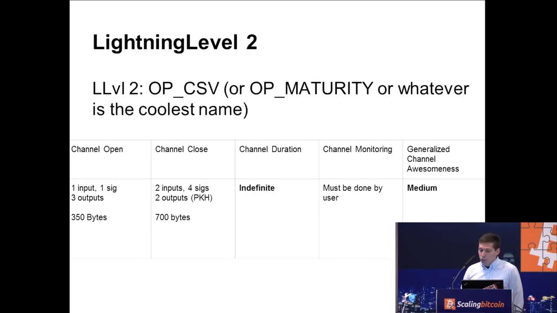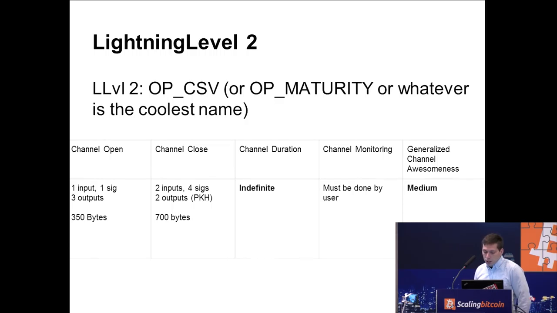Okay, so lightning level two is you have op check sequence verify, or I think they were talking on the mailing list, let's call it op maturity, or whatever is the coolest name. What this does is somewhat like op check lock time verify, but it's relative to when the input got into a block. So this is a really cool opcode. It lets you say, okay, I can spend this, but only once it's a week old, or 1,000 blocks old. This allows a lot of cool things for Lightning channels.